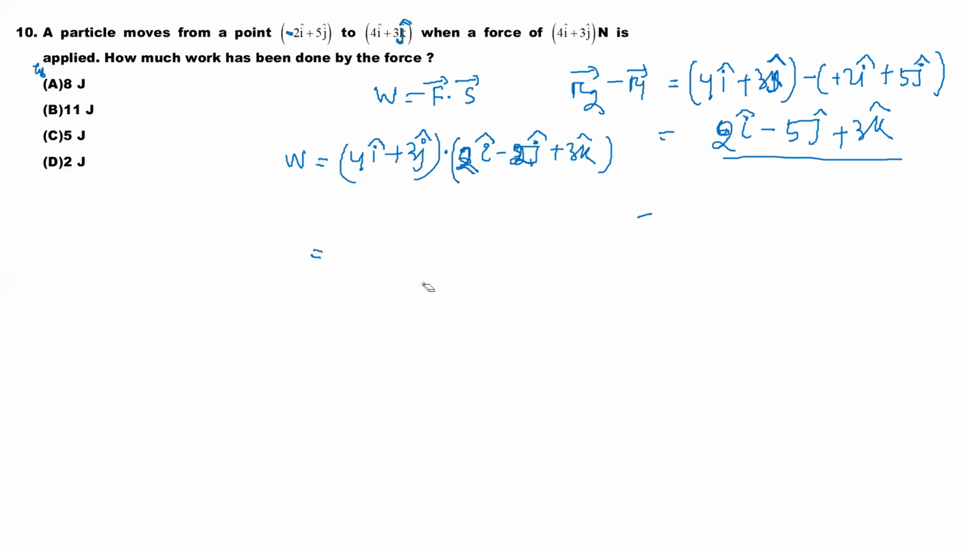So k cap will not be there. By solving this, you could get that k cap will not be there in this term. Then if I multiply 4 into 2 minus 3 into 2, 6, 8 minus 6, that is equal to 2 joule. Maybe the question differs, but this is the process you just remember. Okay.